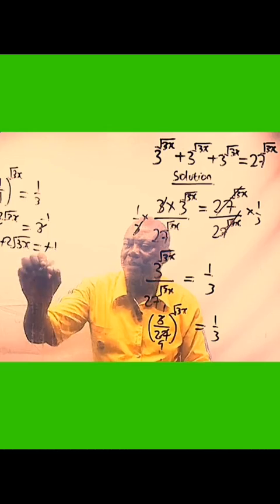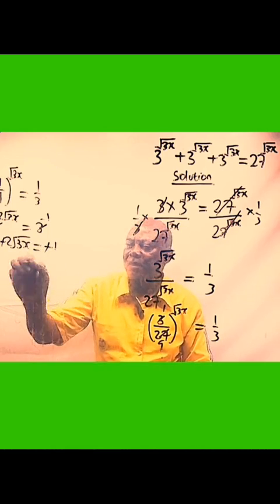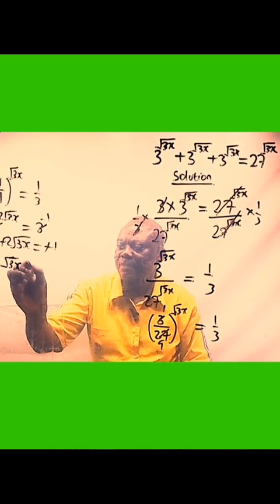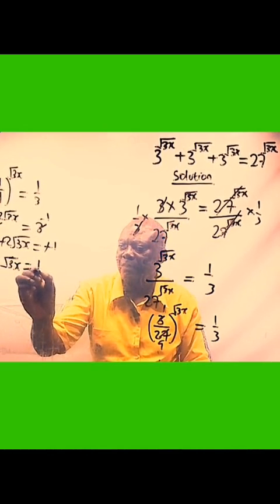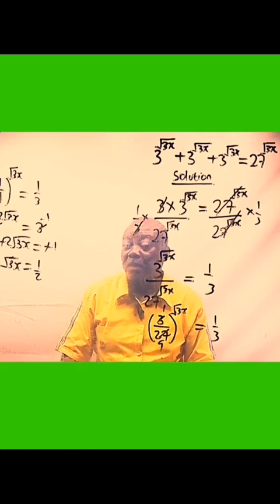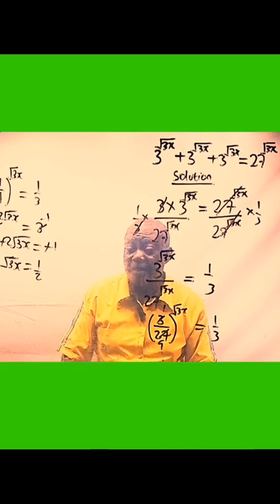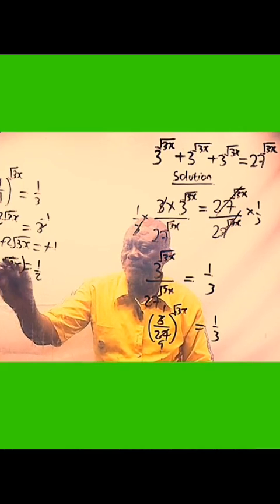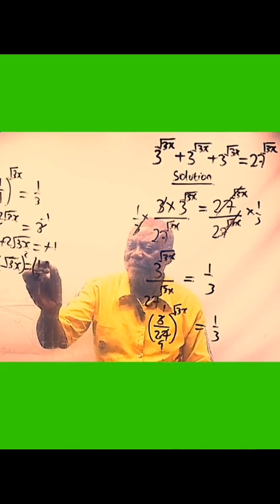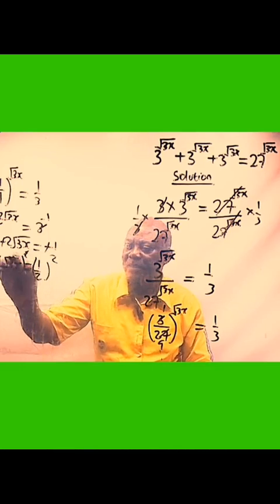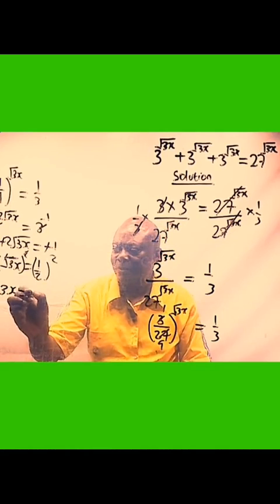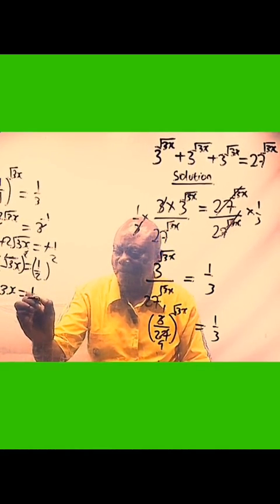So minus and minus will cancel out. And from here, root of 3x will be equal to 1 over 2. We're looking for x, and here we have a radicand. What you do here is square both sides. You do that, this and this will go. What we have is 3x equals 1 over 4.